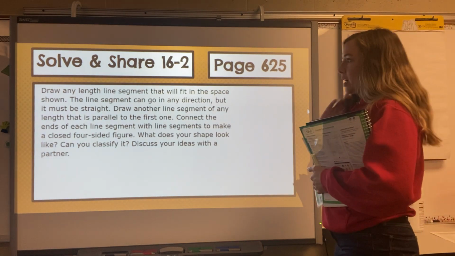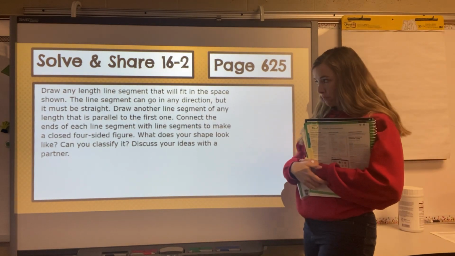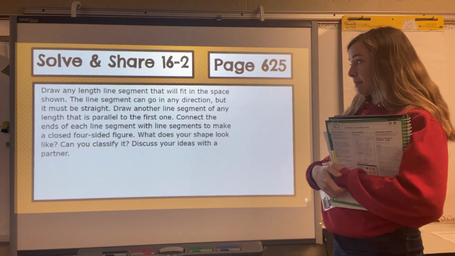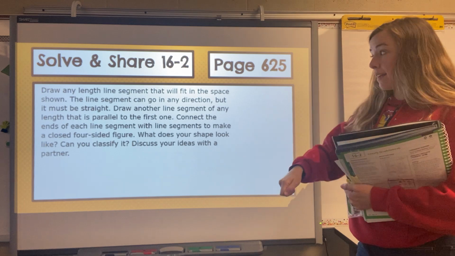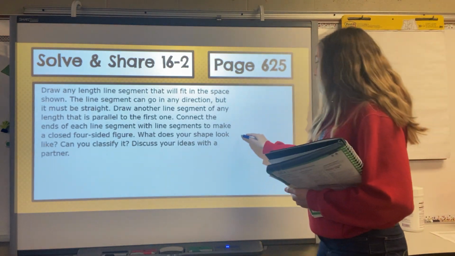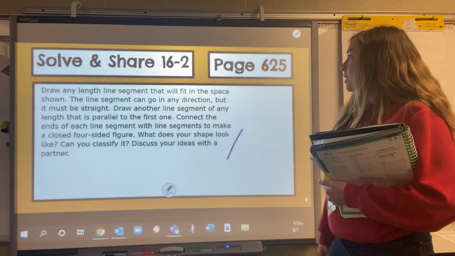Okay, here's your solve and share. We're on page, again, 625. You are going to draw any length line segment that will fit in the space below. So a line segment is going to be a straight line that can go in any direction. So you can draw a straight line like that.